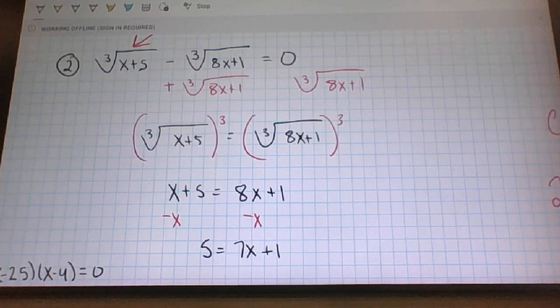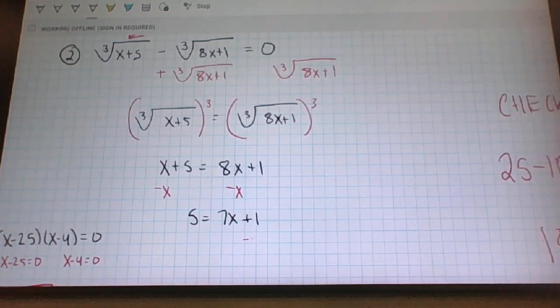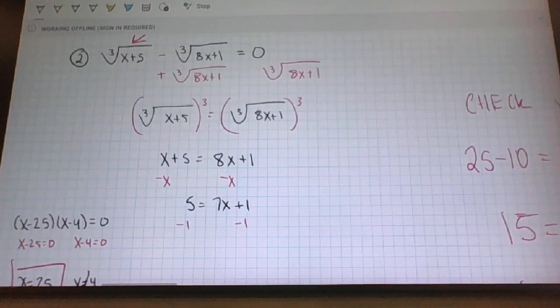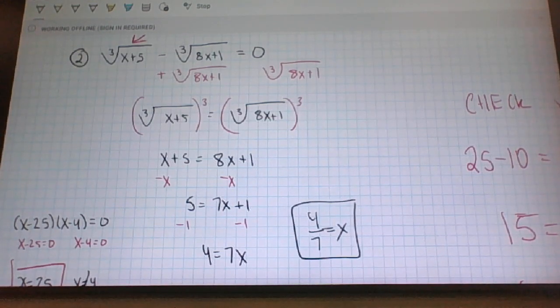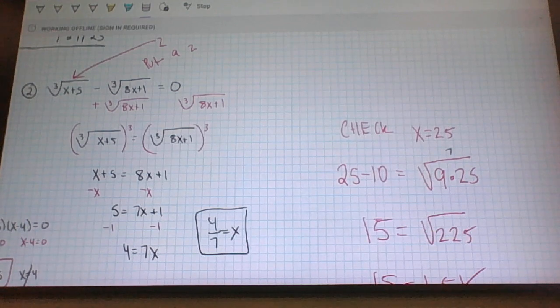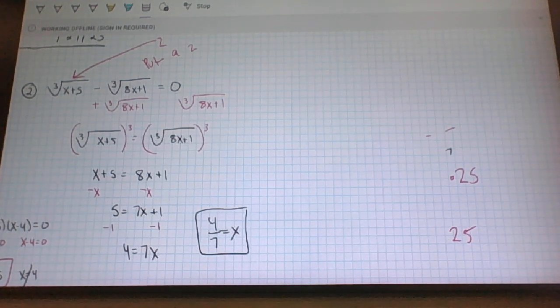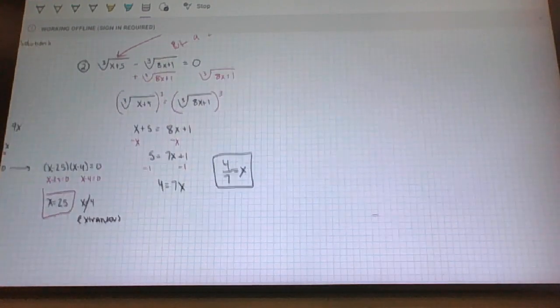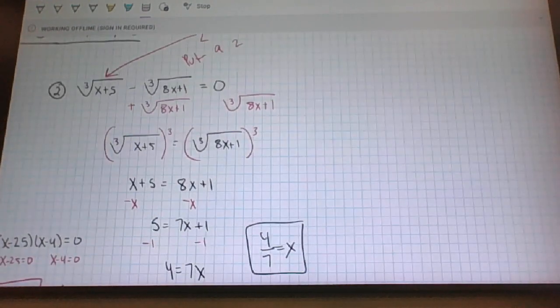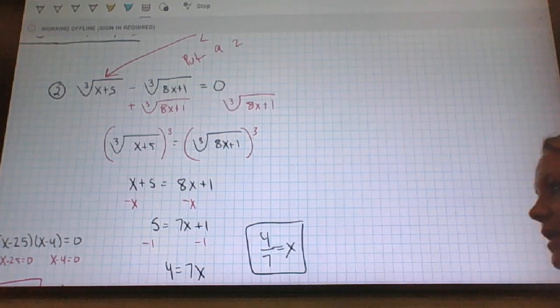5 equals 7x plus 1. Subtract 1. 4 equals 7x. 4 over 7 equals x. So, there you go. If I had a 2 there, we wouldn't have a fraction, and the problem would just be a little bit greater. But oh well. When you check that, it does work. I already checked it.